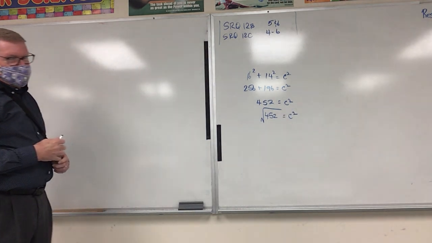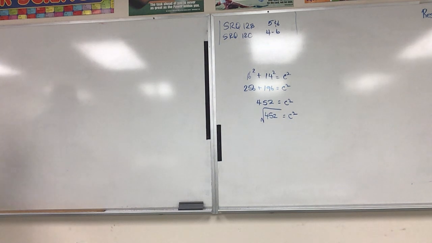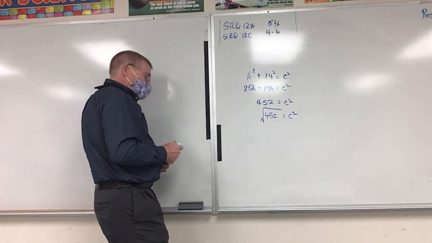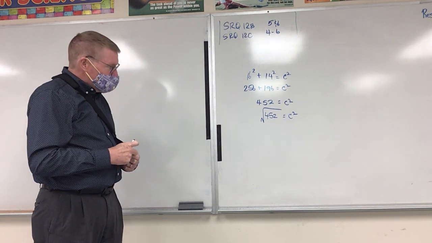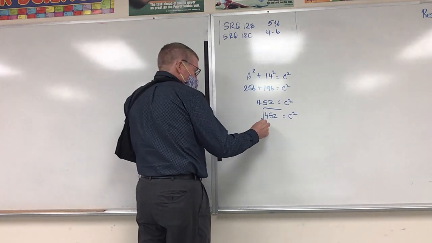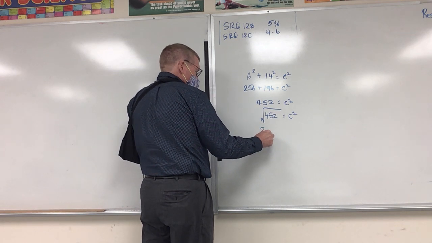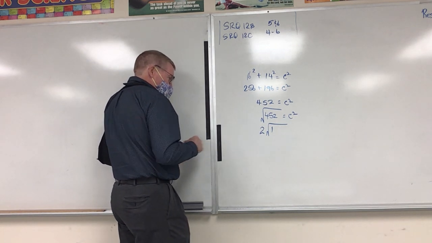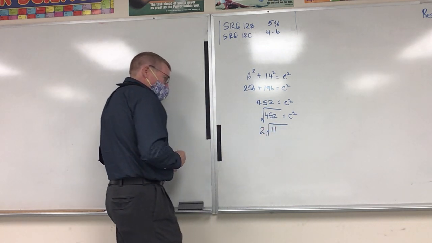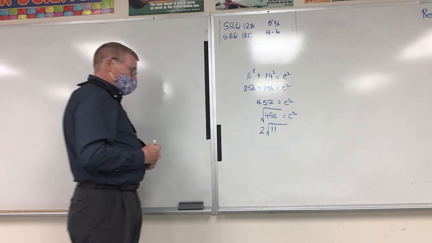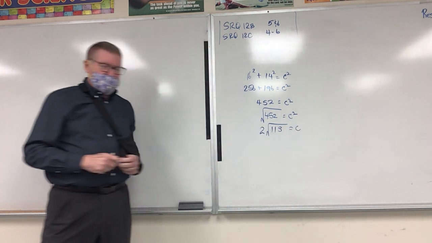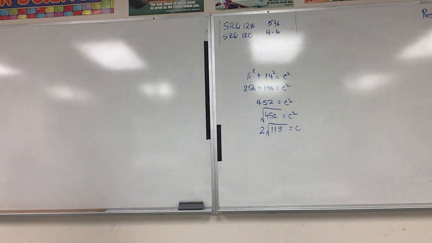All right, so we're going to break down 452. We need a perfect square. 4. The square root of 4 is 2. 4 goes into 4 how many times? 4 goes into 5 how many times? 1. You got 1 left over, bring that with the 2, that's 12. 4 goes into 12 how many times? 3. So C equals 2 square root of 113.